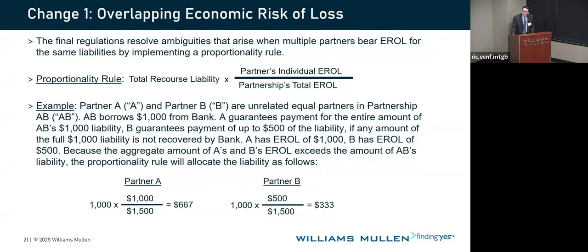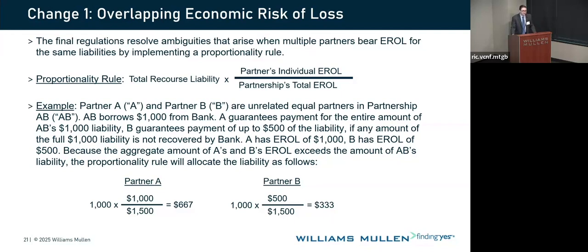So the first change we're going to look at is situations where there's overlapping economic risk of loss. And this is more so just a slight modification and just codifying the proportionality rule. So in 2013, the temporary regulations realized that there are certain situations and circumstances where there is an overlapping economic risk of loss, and it kind of creates an inconsistent recourse liability for these partnerships when imputing their tax basis. So it resolves ambiguities with that by having this proportionality rule as a formula.